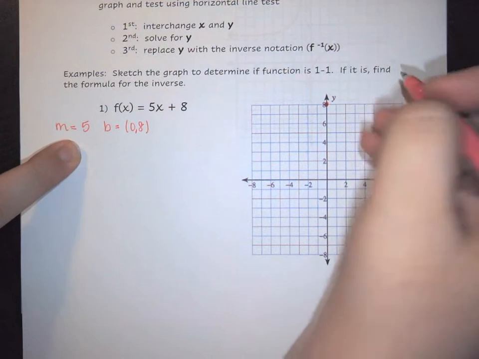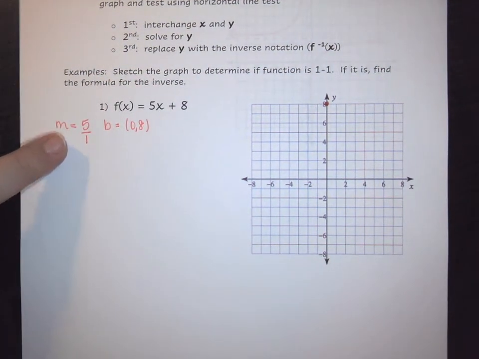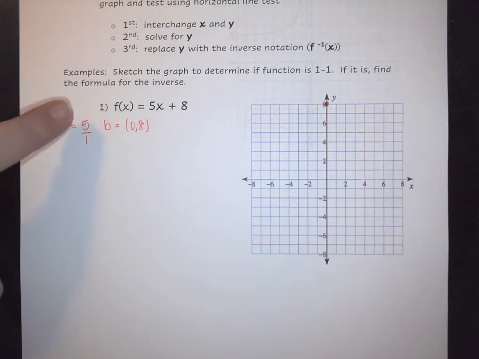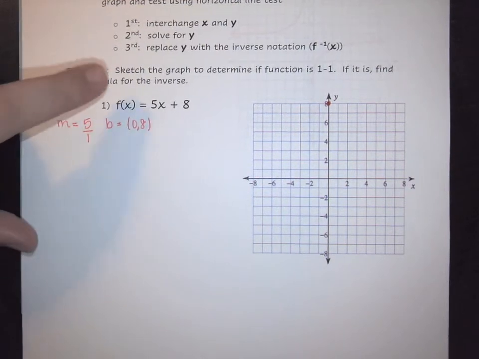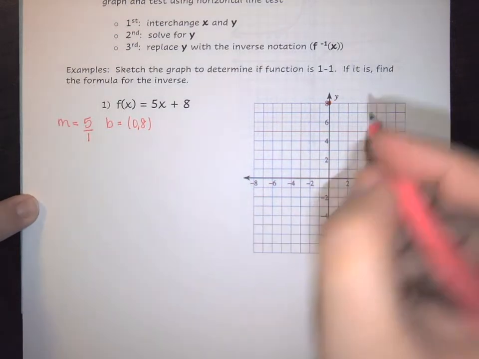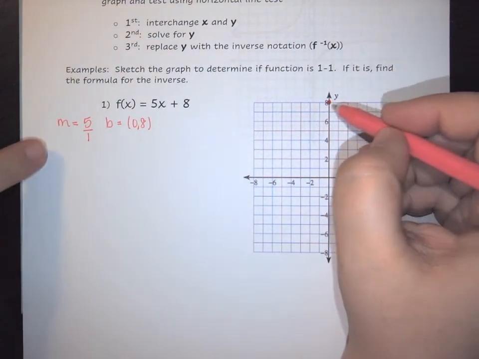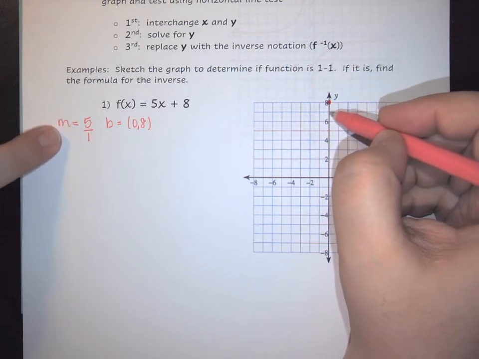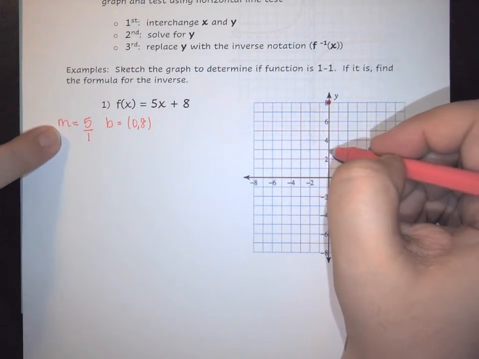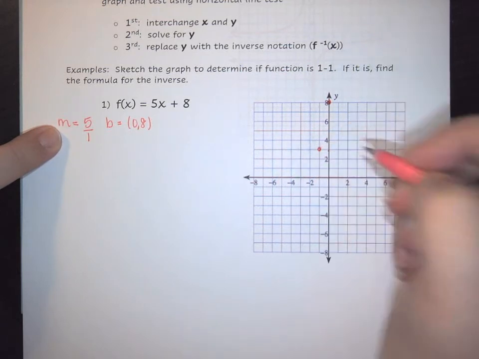And then my slope is 5, which is the same as 5 over 1. So remember, with your slope, you can either go up positive to the right positive, or you can go down negative to the left negative. So that'll give you the same place. Because I'm up at the top of my graph, I'm going to go ahead and use the negative idea. So 1, 2, 3, 4, 5, and then over 1. So my next point is right here.